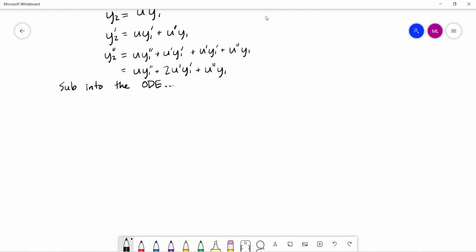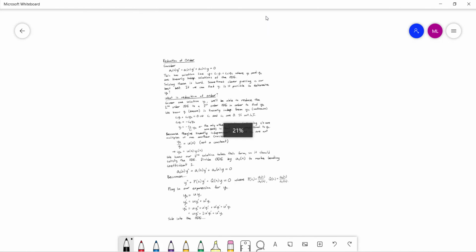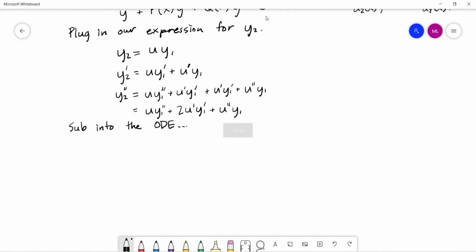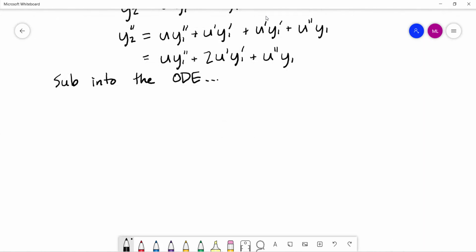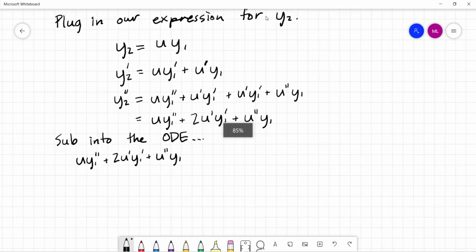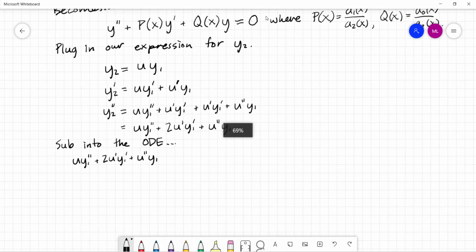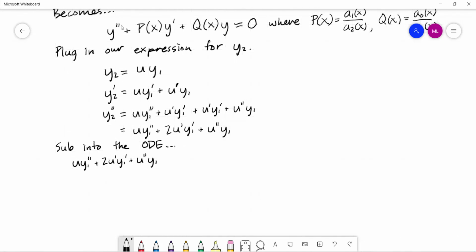Okay, so let's do that. My first term is just that second derivative piece, so it's going to be u times y1 double prime plus 2u prime y1 prime plus u double prime y1. So there's the second derivative term. See if I can get this all on the screen at once. So far I've just taken care of this piece, the second derivative term. Now let's do this piece.